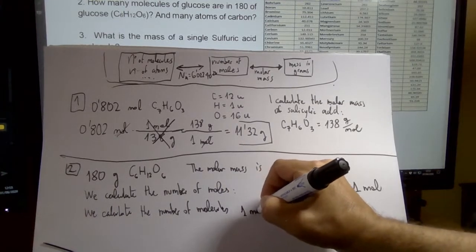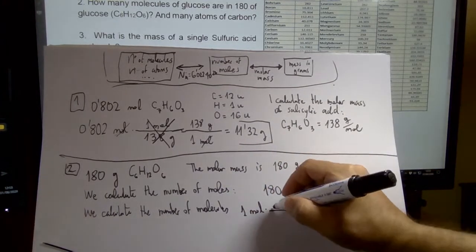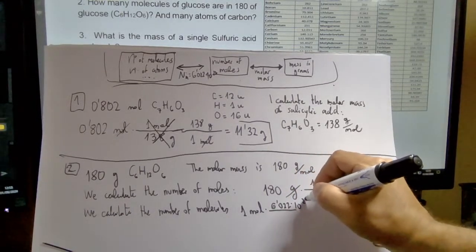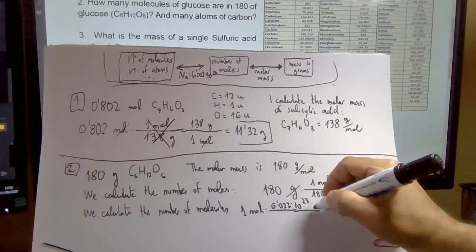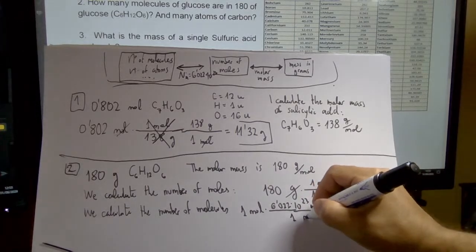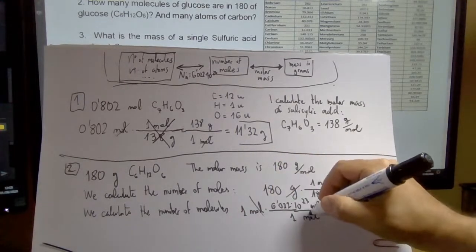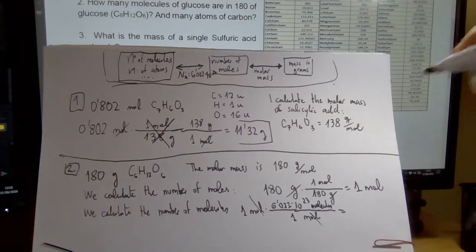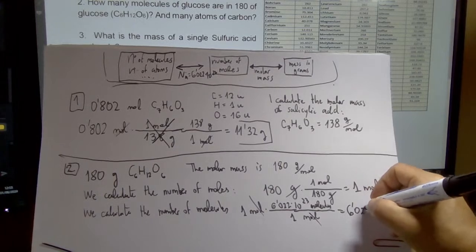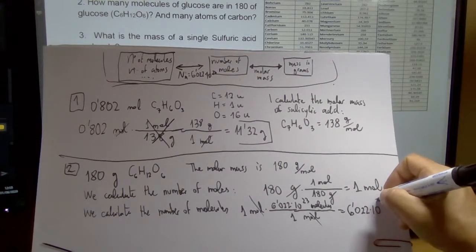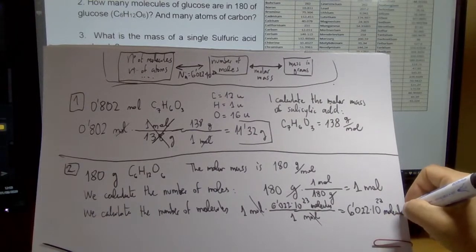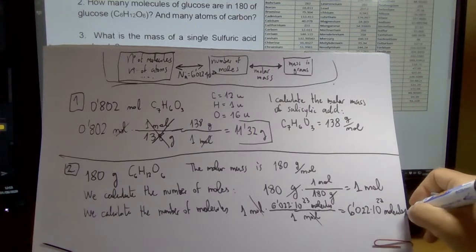One mole, we know 6.022 times 10 to the 23 molecules in 1 mole. So the moles must go away and we obtain 6.022 times 10 to the 23 molecules. Okay?